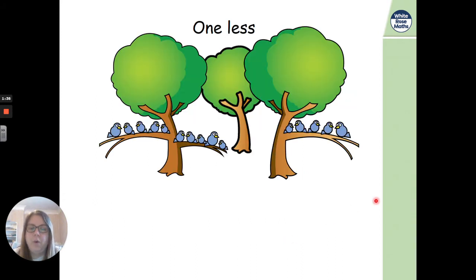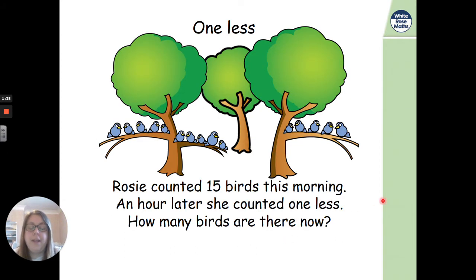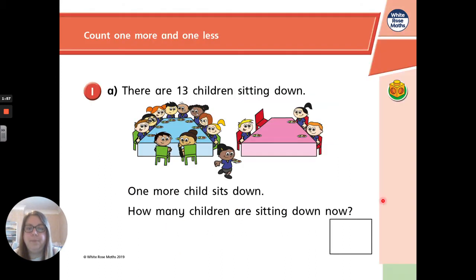So let's have a look at one less. Rosie counted 15 birds this morning. An hour later, she counted one less. How many birds are there now? So there were 15 birds, and she counted one less. What's one less than 15? 14. Well done. One less than 15 is 14.